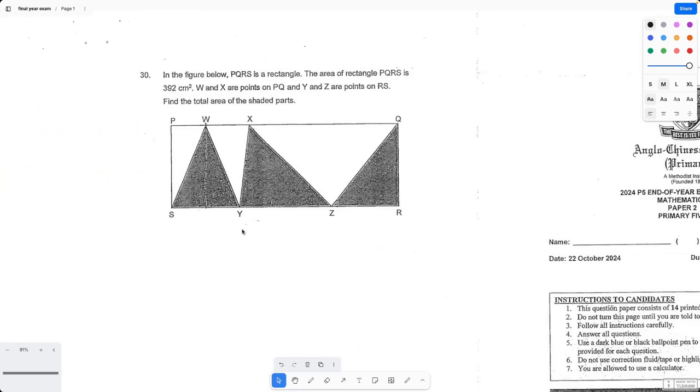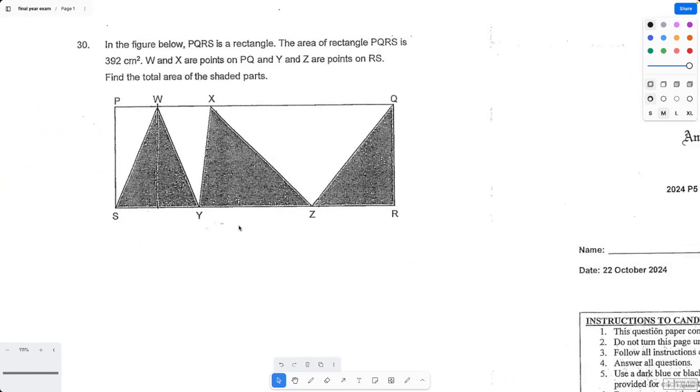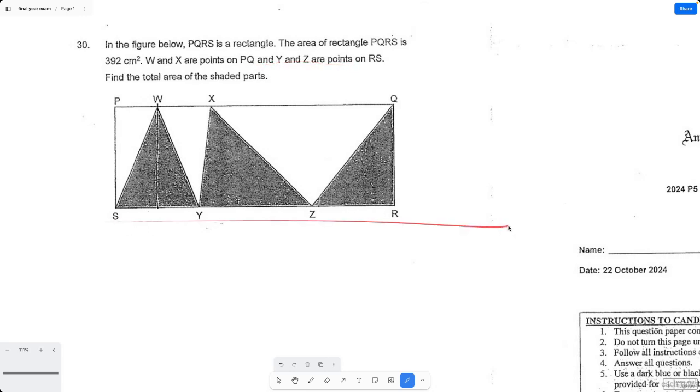Let's move on to the last question, question 30. In the figure below, PQRS is a rectangle. The area of the rectangle PQRS is 392 centimeters square. W and X are points on PQ, and Y and Z are points on RS. Find the total area of the shaded parts. So what do you think the answer is?